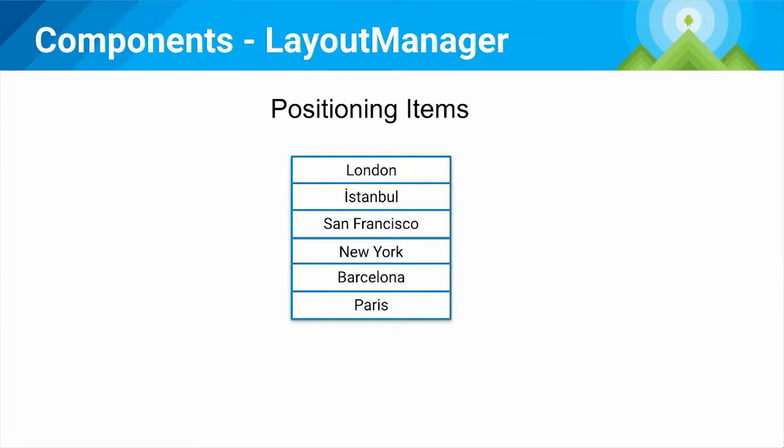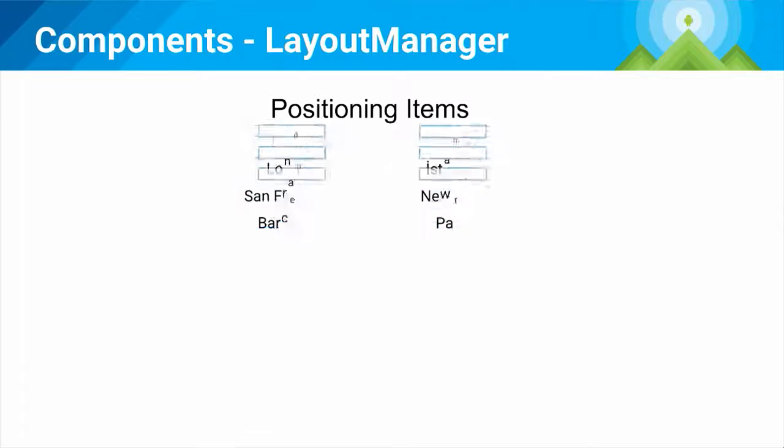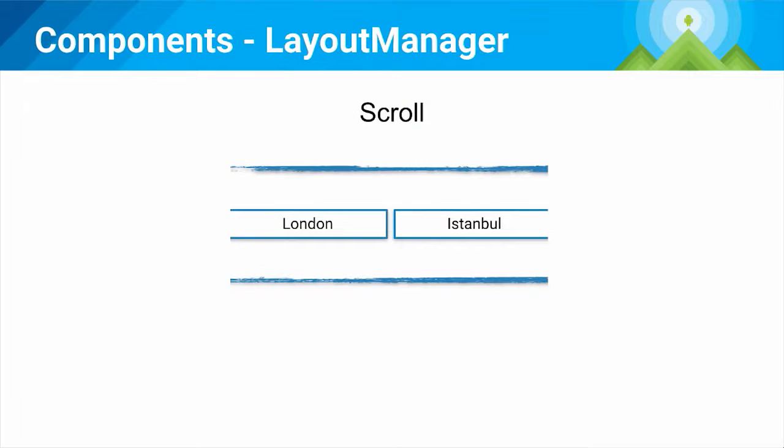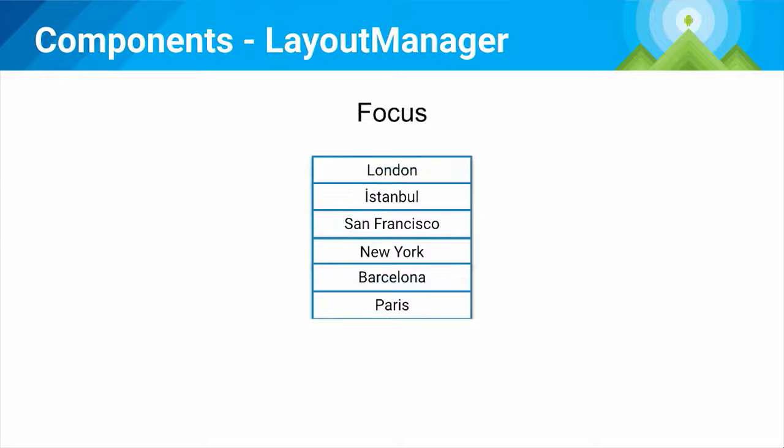Layout manager is simple. It's maybe the main component that positions your items. It can be a simple list, it can be a grid, or it can be a staggered grid of items. It depends on the layout manager. RecyclerView does not know about it or doesn't care about it. Scrolling is layout manager's responsibility again.